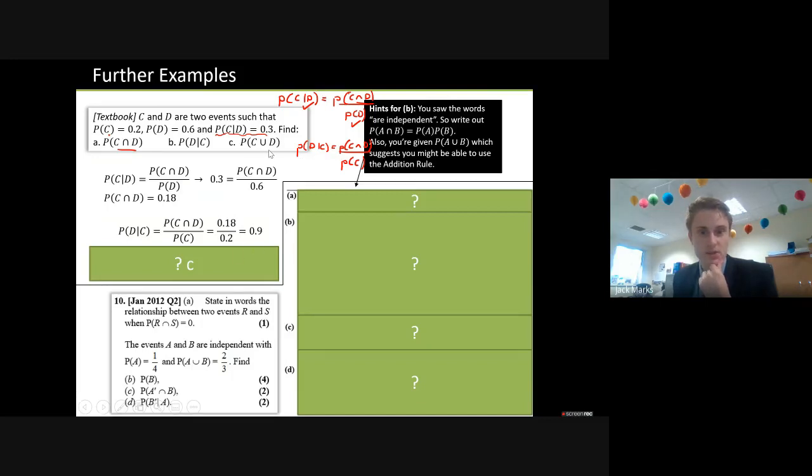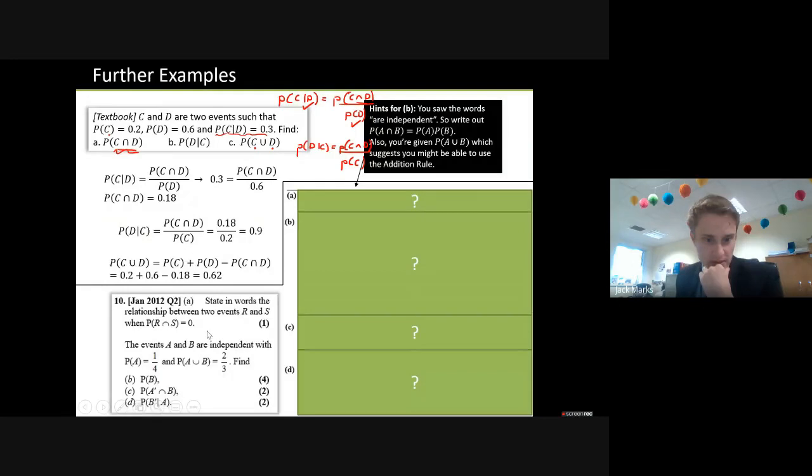Right, what's the last one here? Union. So how do we find union? Well, we find C, and then we add D, and then we take away one of the overlap. And that's what's been done here. So hopefully that follows quite nicely.